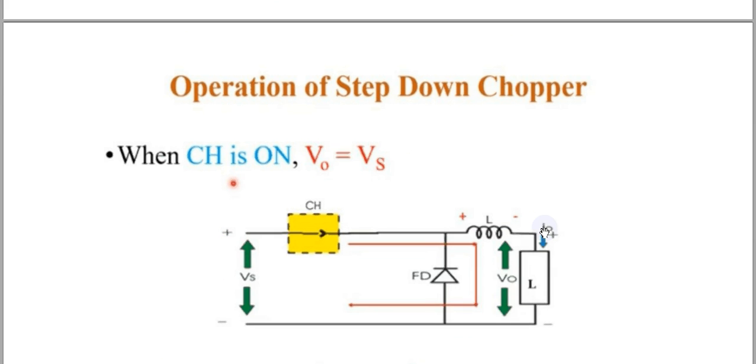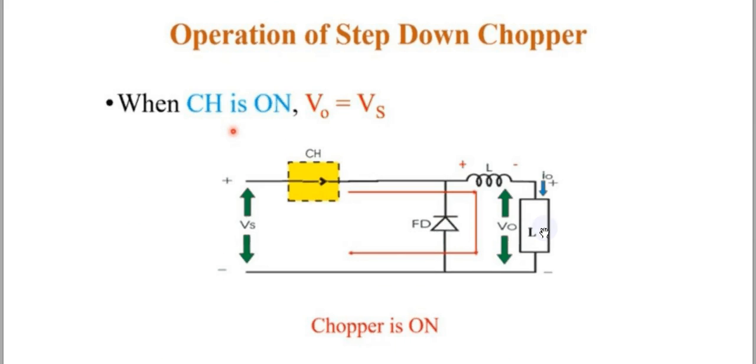Now the operation of the step down chopper. This CH is a kind of switch, it acts as a chopper. When this chopper is on, then V naught equals Vs. The current flows through the path the red line is showing. In this condition, the freewheeling diode is reverse biased, which means it acts as an open circuit.